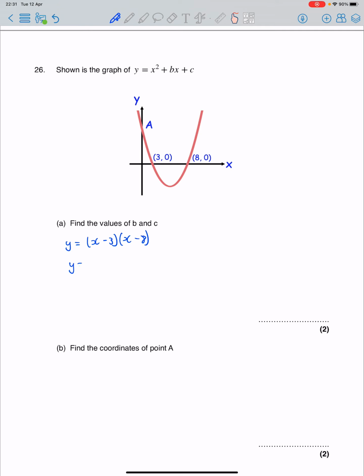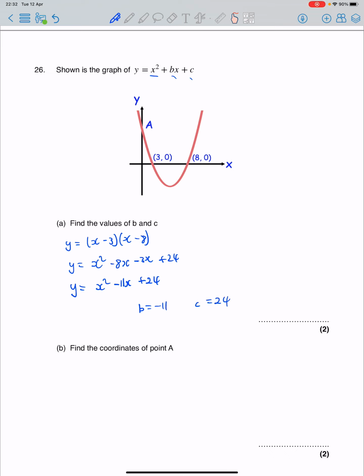And if I expand this, we get x squared, minus 8x, that's the x times minus 8. The minus 3 times x is minus 3x. And minus 3 times minus 8 is plus 24. So we've got y equals x squared minus 11x plus 24. Okay, and because it says it's in the form x squared plus something, we know we've got it in the right form. So therefore, b is equal to minus 11 and c is equal to 24.